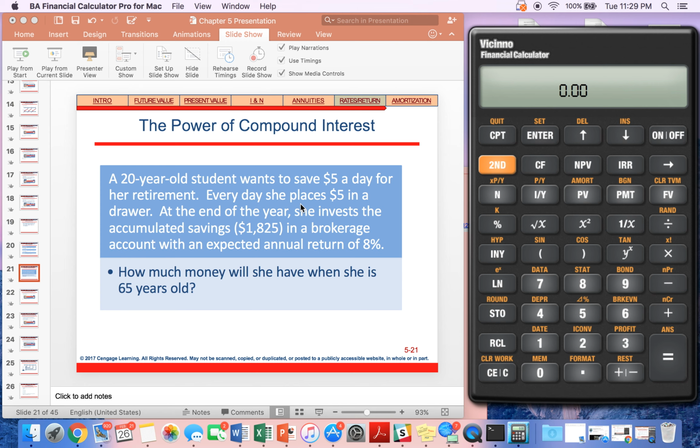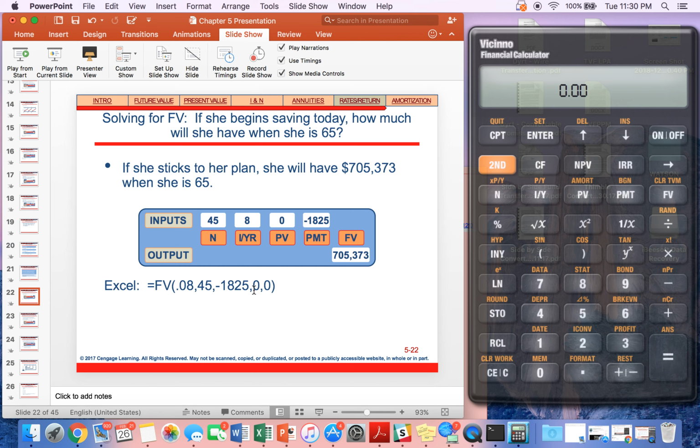So you might look at this question and say, okay, what kind of inputs do I have here? One of the first mistakes that's easy to make is thinking my N, or my period, is either 20 or 65. Well, that's not right. Remember, the N is the period in which she has to invest. If she's 20 today and she lives to 65, she has 45 years essentially to invest her money. So let's switch to slide 22 and take a look at this.